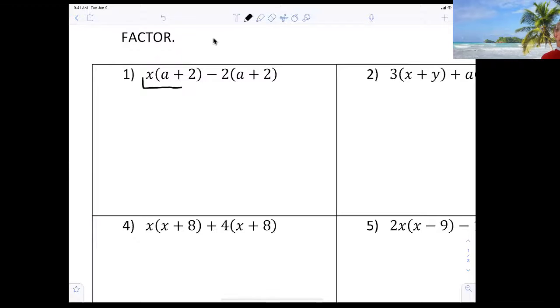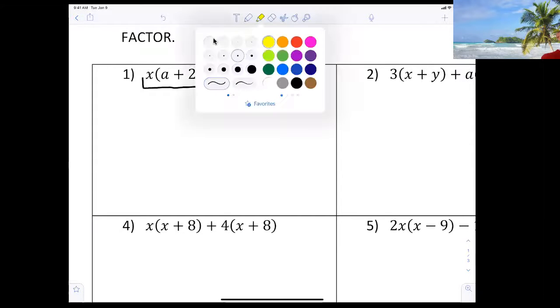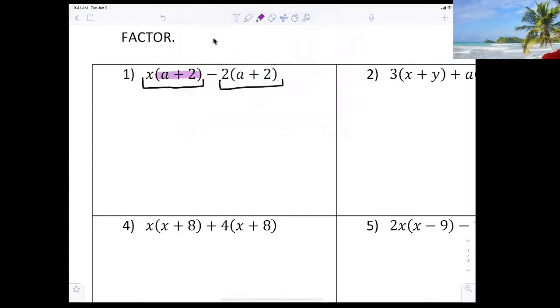This is a bucket, and this is a bucket. What is in each bucket? That's common. A plus 2. A plus 2. Remember, parentheses is an entire amount. A plus 2 is different than 2, and it's different than a. A plus 2 is its own quantity. So now, I'd like for you to say that a plus 2 is common in this bucket, and a plus 2 is common in this bucket.